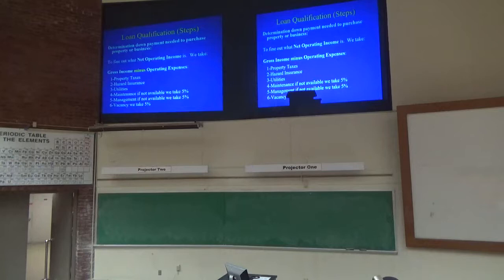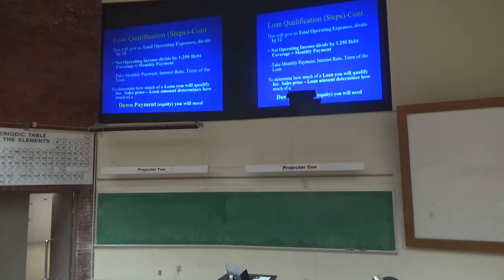I'm gonna look at the gross income minus the operating expenses. I'm looking at all of these expenses for maintenance and everything, and I'm doing the qualifications. I'm gonna take the total operating expenses divided by 12. I'm gonna divide the net operating income by 1.25, which is the debt coverage ratio. I'm gonna take the monthly payment, interest rate, and the term of the loan to determine how much of the loan I will qualify for.